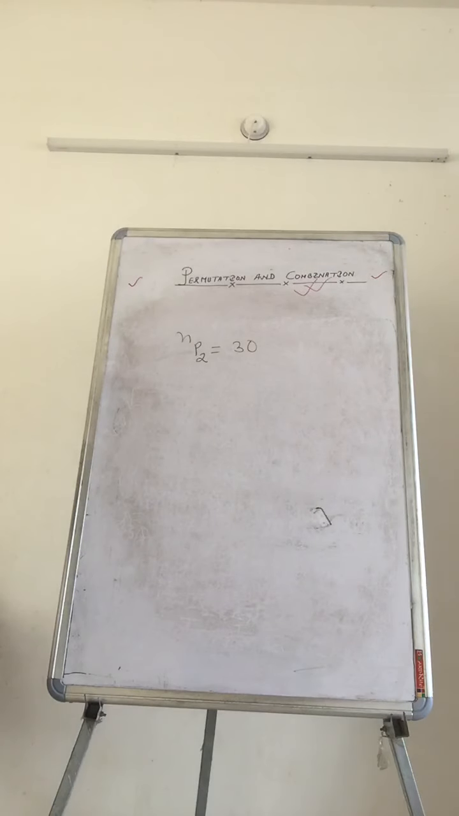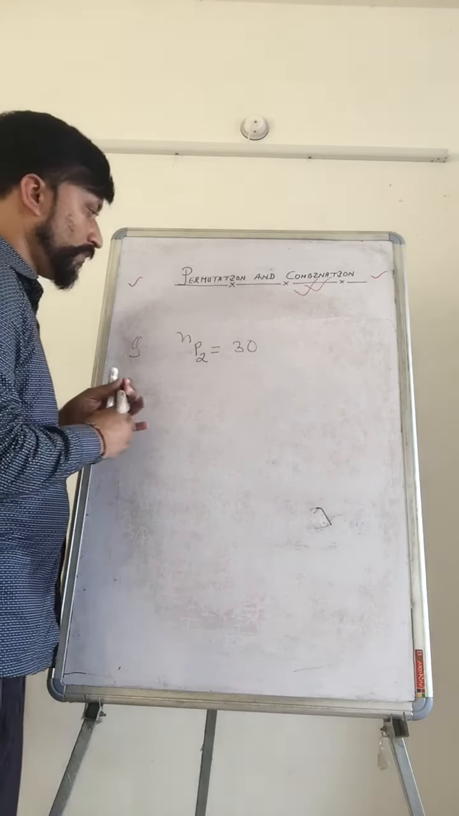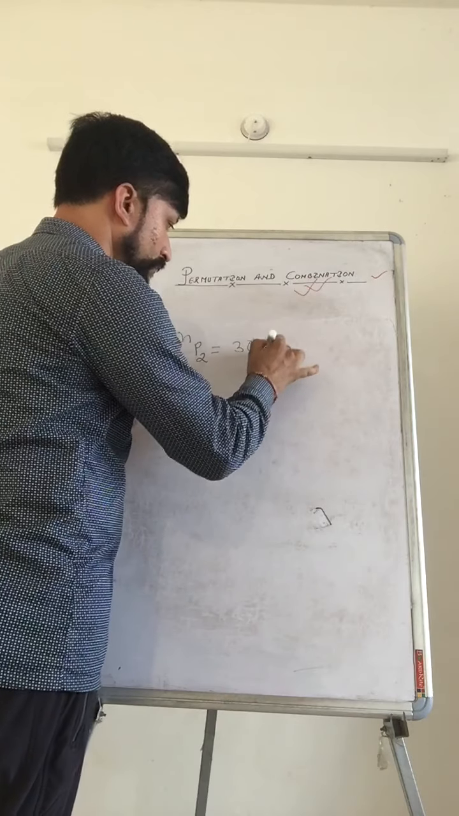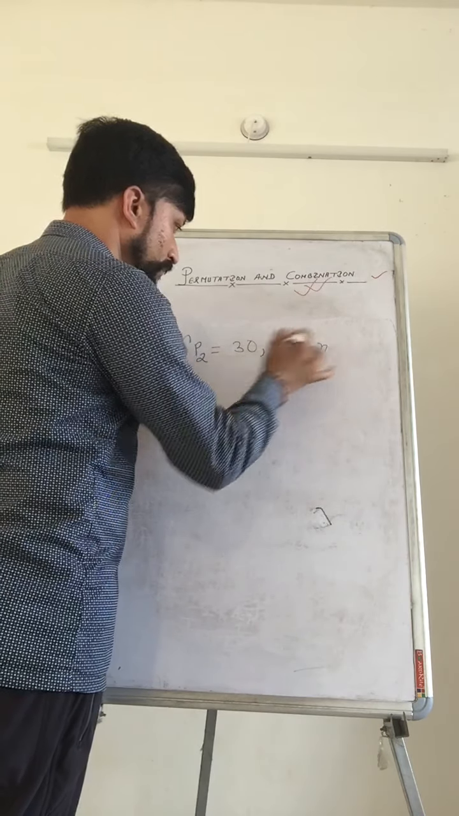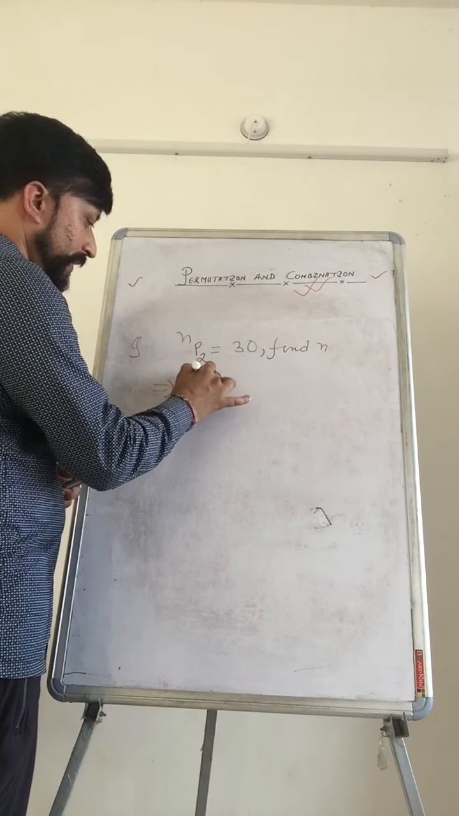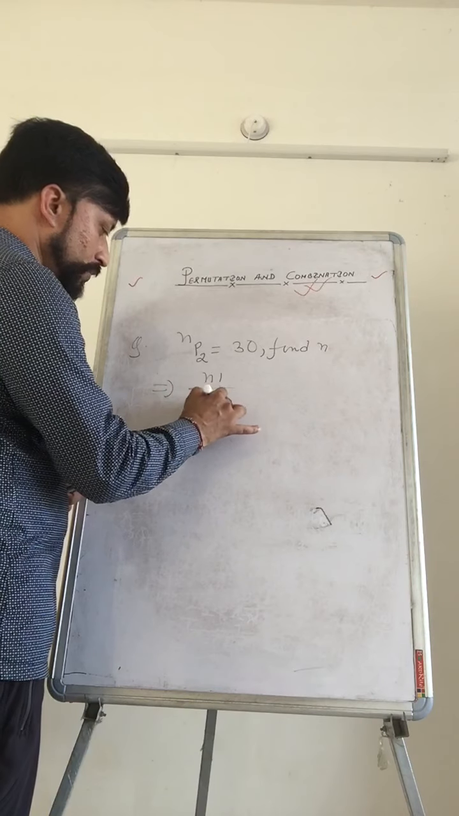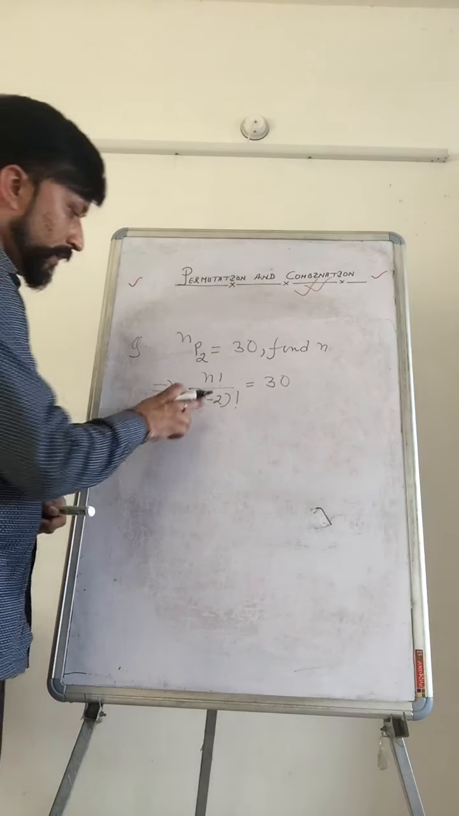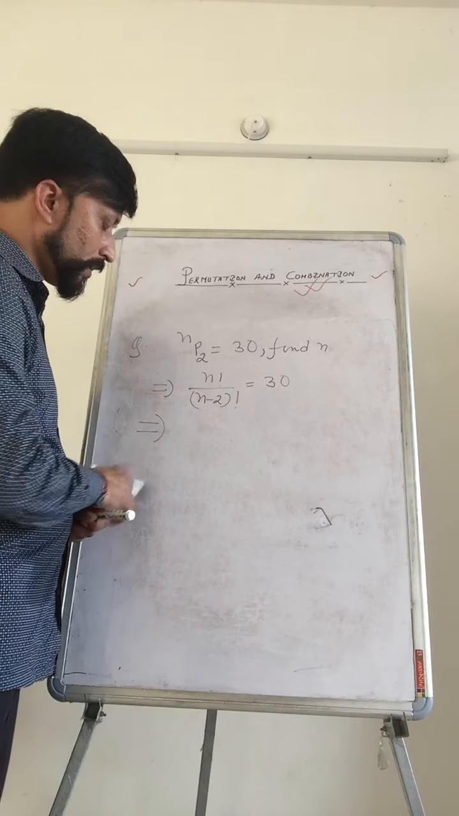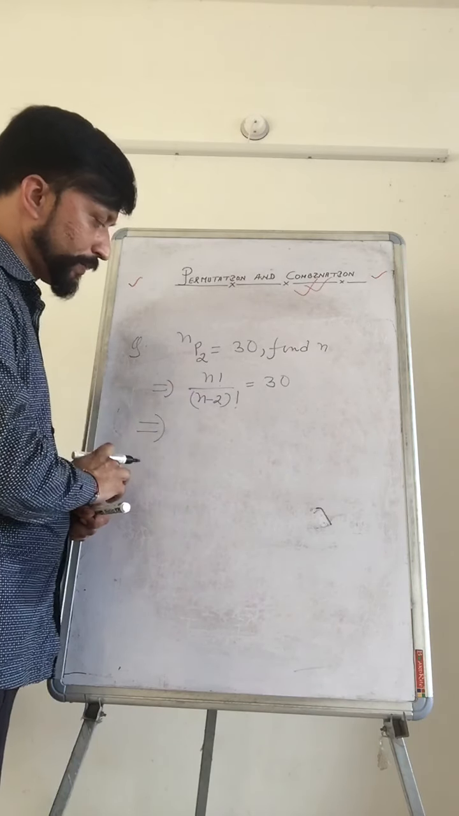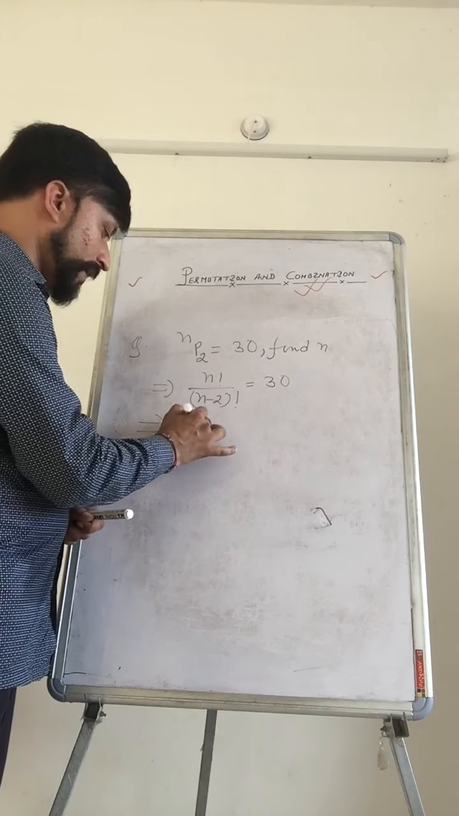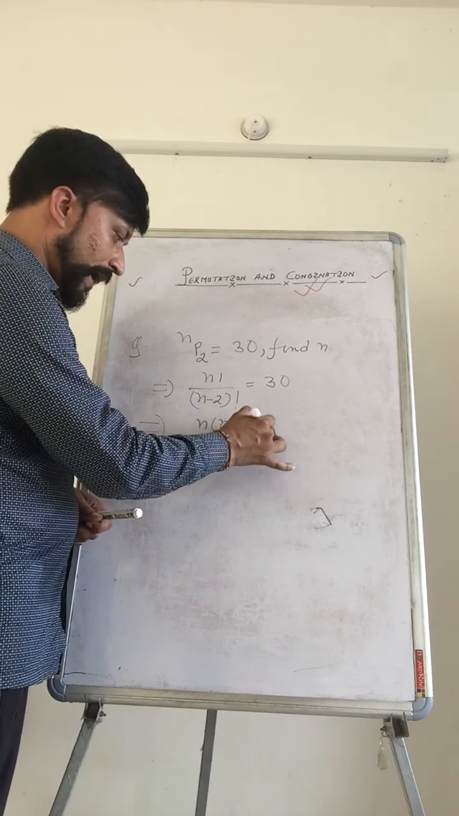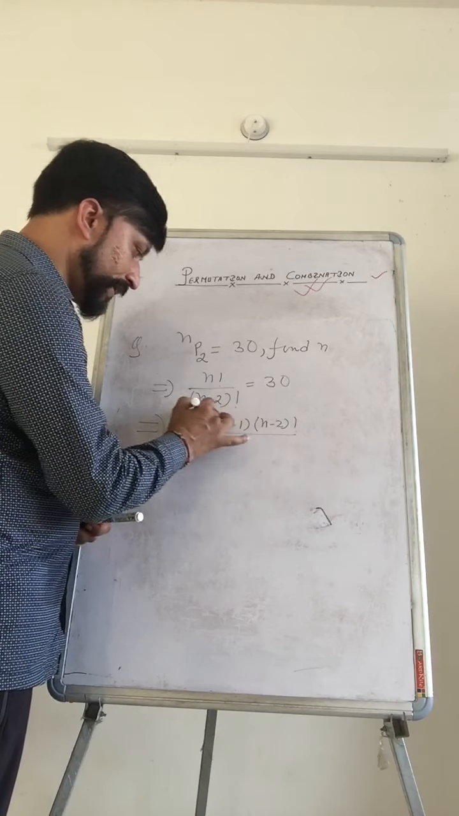nP2 equals 30, find n. We know nP2 we can write as n factorial divided by n minus 2 factorial equal to 30. Here this is n factorial and this is n minus 2 factorial, so of course it is less than this. Now n factorial means we write n, then keep moving by decreasing 1 unit, n minus 1, n minus 2, and here we stop because in the denominator we have this part.